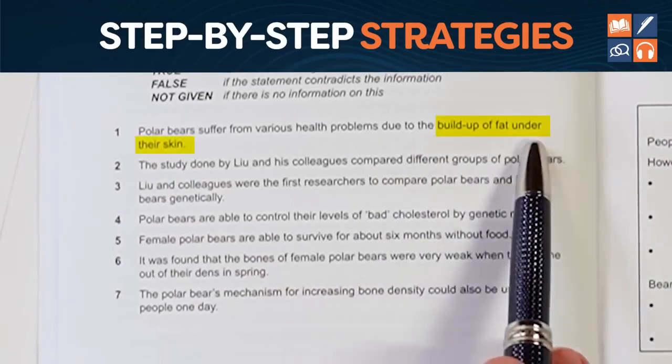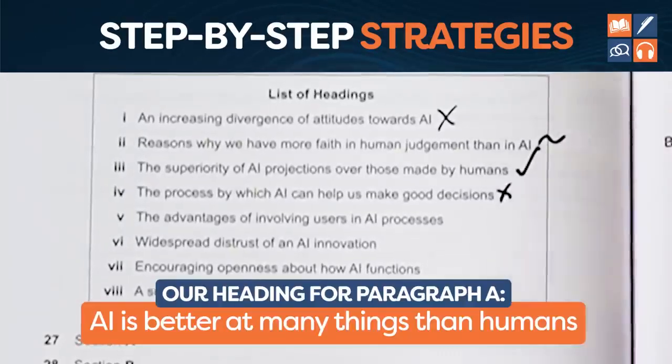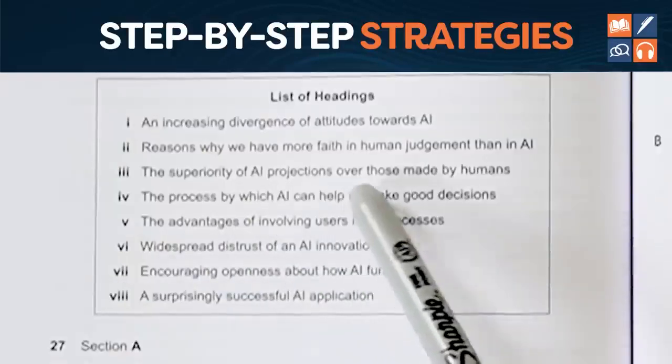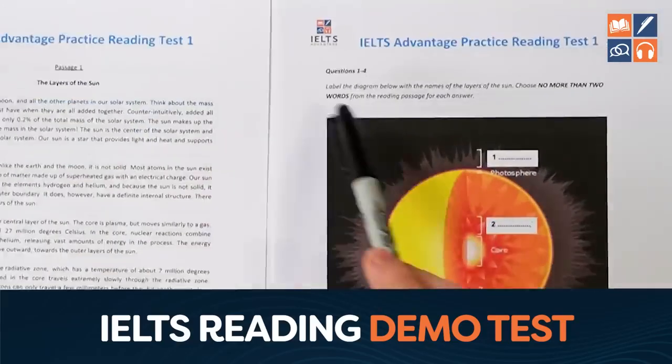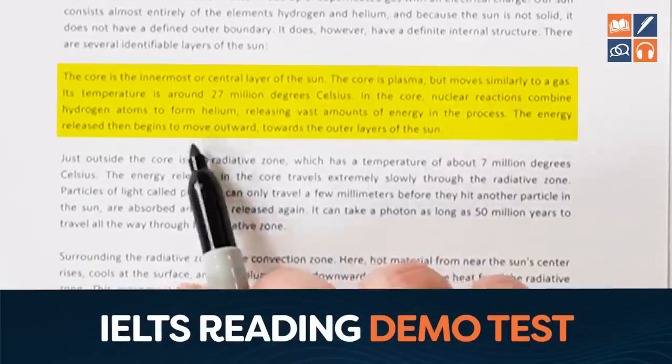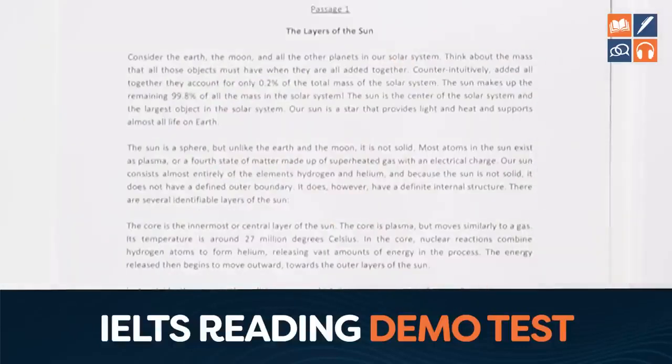Not only that, we're also going to give you 2 of our VIP step-by-step strategies for true, false, not given and matching headings. And at the end, I'm going to give you one of our VIP practice tests for free and show you exactly how to get 40 out of 40 by giving you a complete step-by-step walkthrough demo of the practice test. So sit back, relax, and get ready to improve your IELTS reading score.